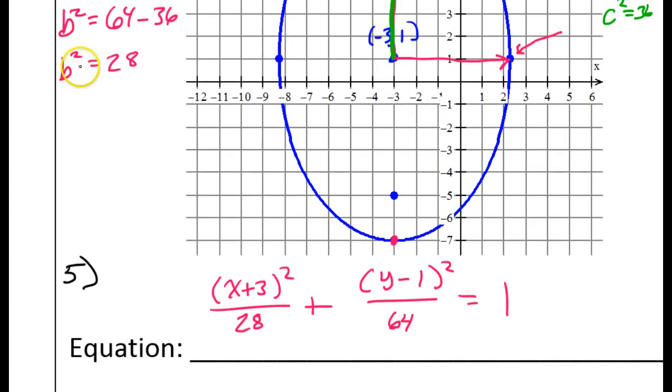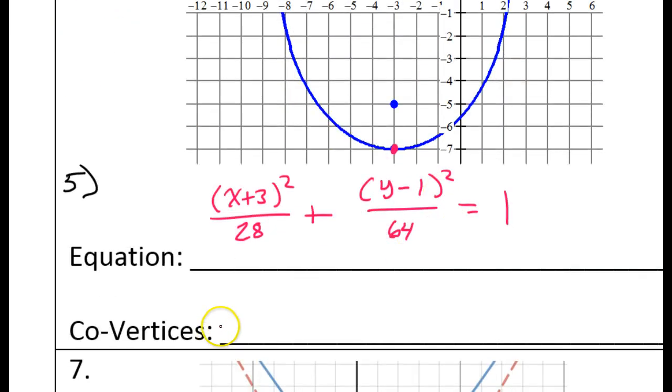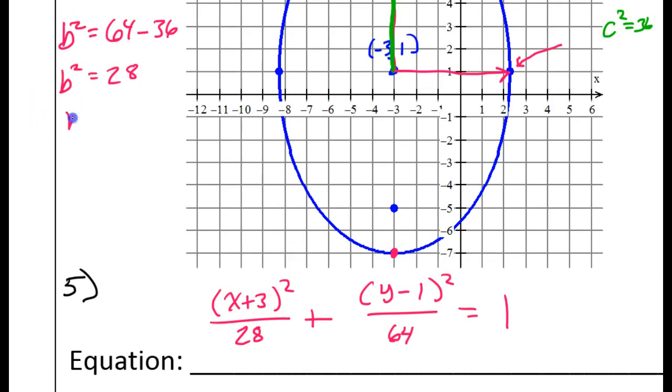So if I take the square root of this, that will give me the b value, which I need to label the co-vertices. Taking the square root of both sides, b is equal to the square root of 28. 28 is 4 times 7, so b is 2 radical 7. Notice that we cannot use the decimal form. On your last quiz, some of you were giving me decimals for stuff like this. You cannot. You have to use the 2 radical 7.